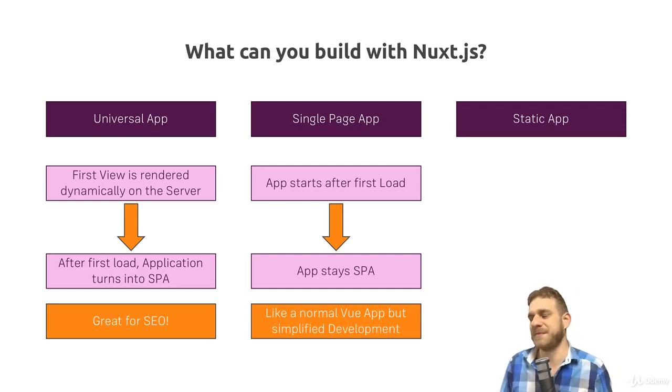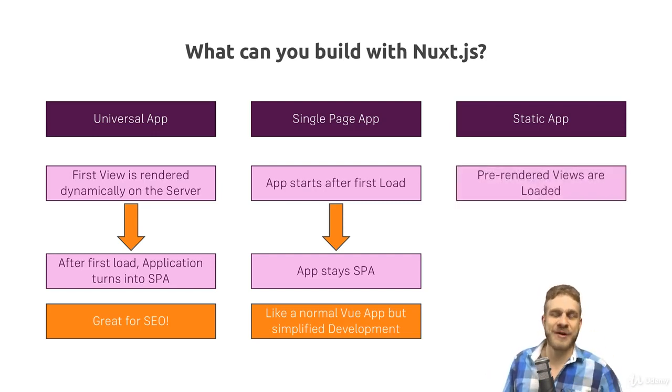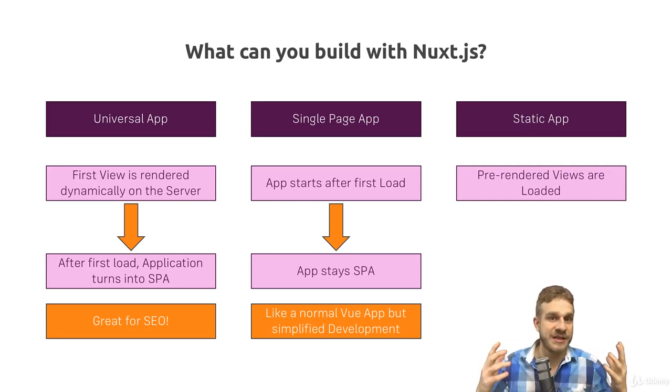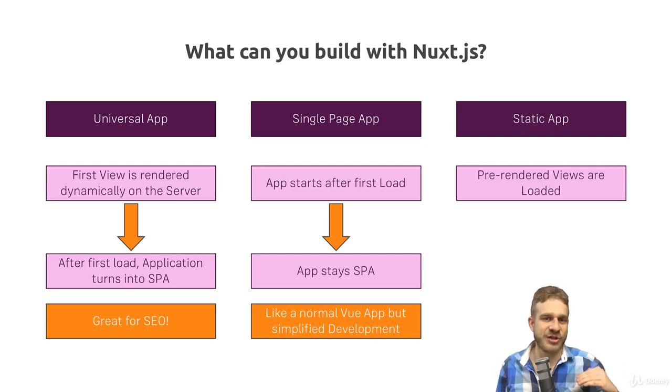The static app is maybe the hidden star, the hidden champion of Nuxt development. You can pre-render your views, locally on your machine or on some build server, but they're not generated on the fly. You actually generate a static page with just HTML, JavaScript, and CSS files. However, you pre-render that for all your content.